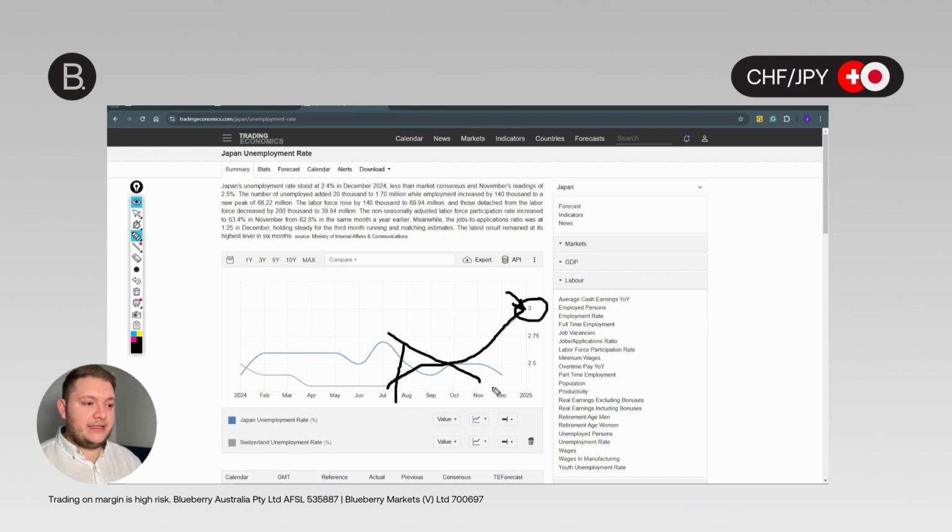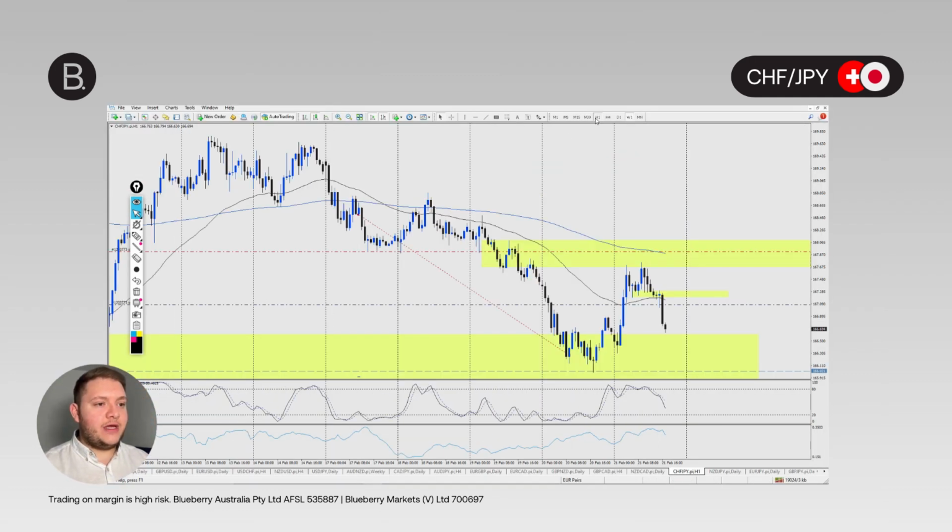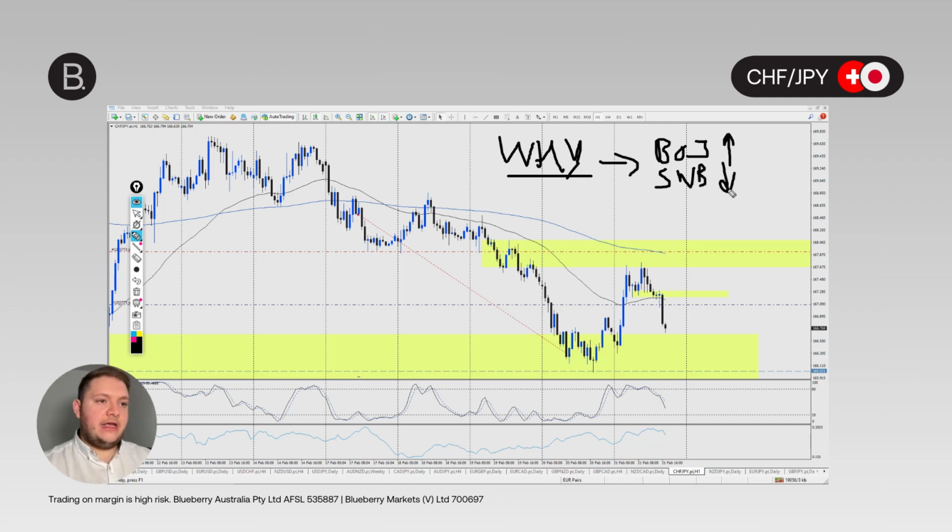If we look at Japan, it's actually decreasing in Japan. So again, some good demand in Japan. So that's why I'm very, very interested in being a Swiss yen seller. Okay, now that is the Y side of the WCS method. Why do I want to be in this market? Because the Bank of Japan, the BOJ, is hiking interest rates, and the Swiss National Bank is decreasing interest rates. I want to be Swiss yen short.